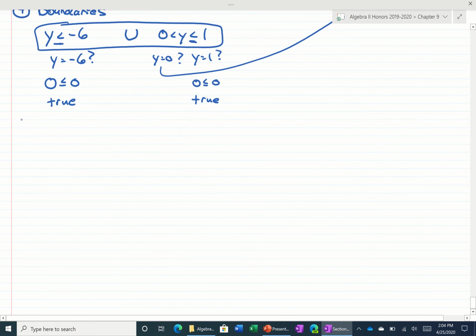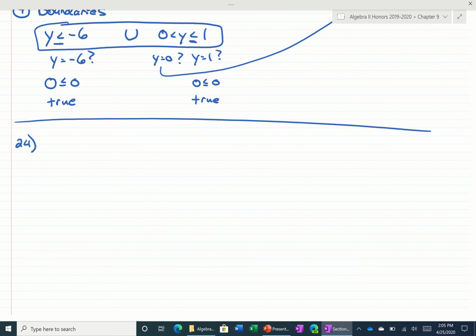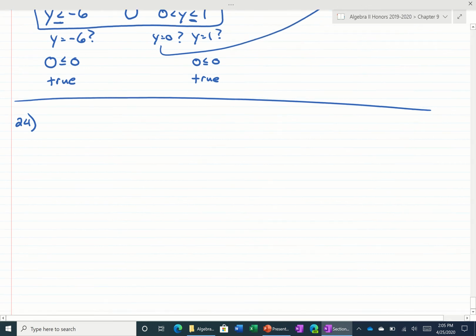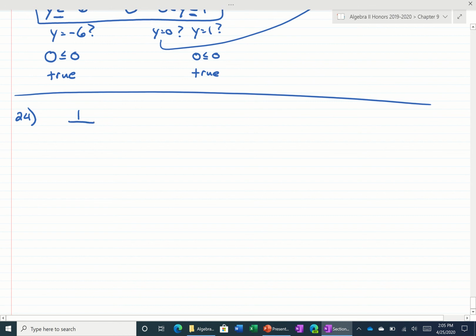And then one more to go. Number 24. Alright, so let's see here. For number 24, it says 1 over 2y plus 1 plus 1 over y plus 1 is greater than or equal to 8 over 15.